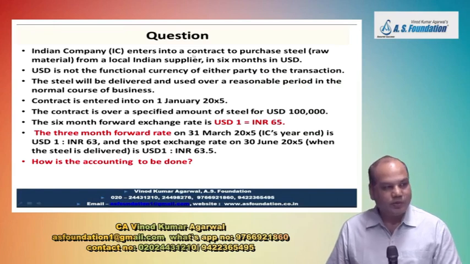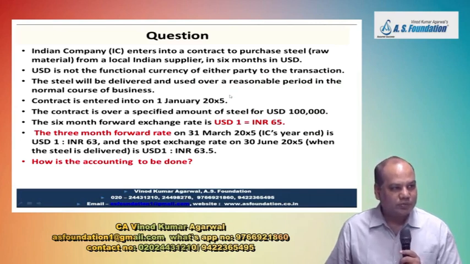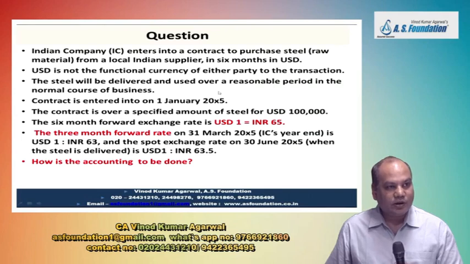The question looks simple, but if you look at it carefully, this contract has an embedded derivative in it. As the rate of exchange is changing, the value of this contract will also be changing. So what the standard says: just apply the three conditions. Is the contract measured at FVTPL? No. It's a steel contract to buy the steel.